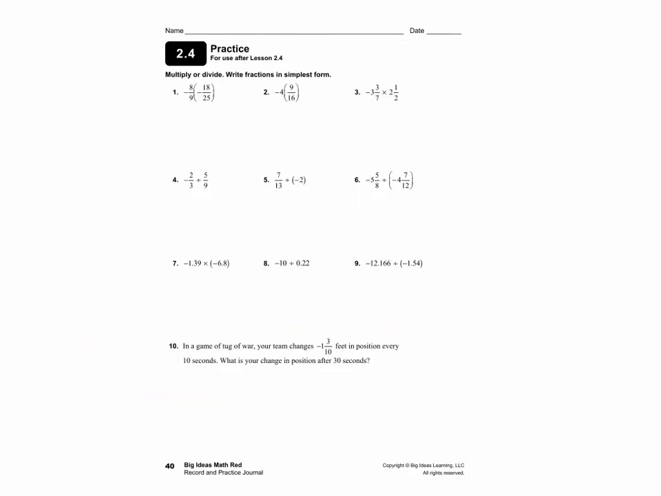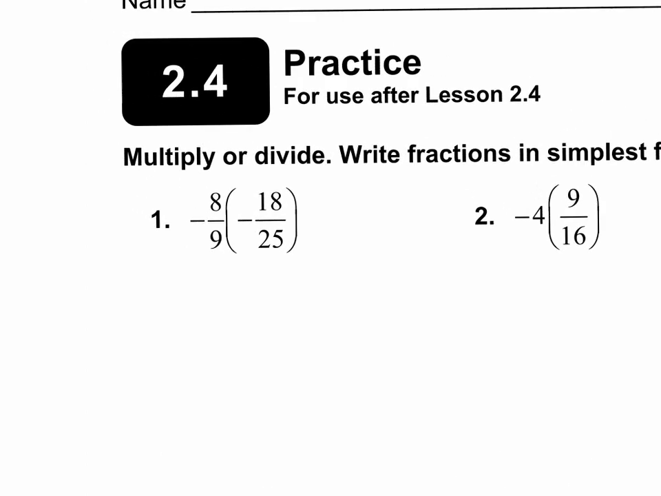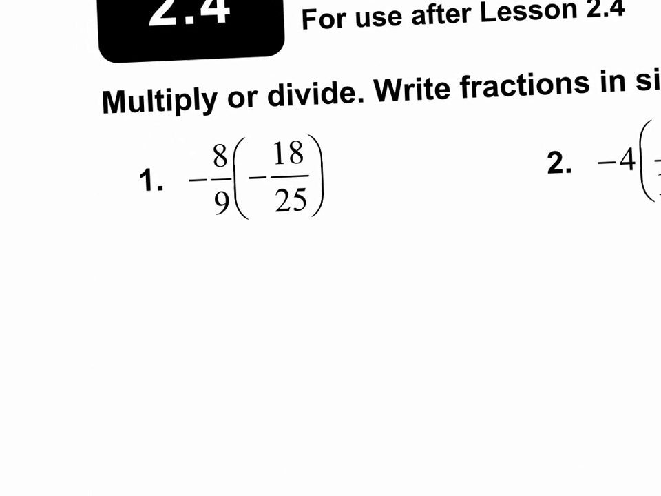Okay, so looking at number 1, we have a negative times a negative, so 2 negatives, so it's even, so it's a positive. And then we go ahead and multiply. So 8 times 18 is 144. 9 times 25 is 225, and we can reduce that.